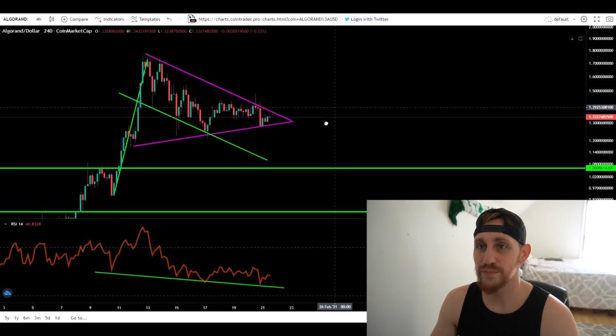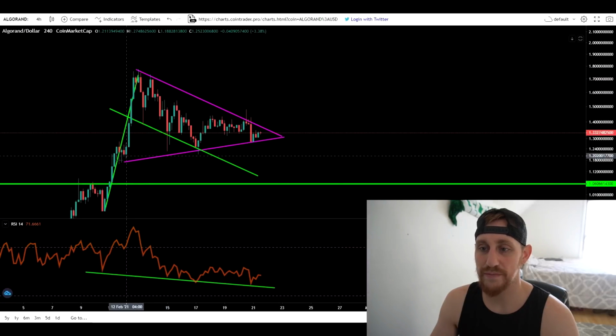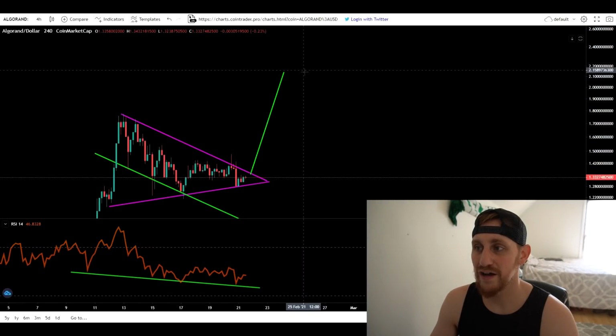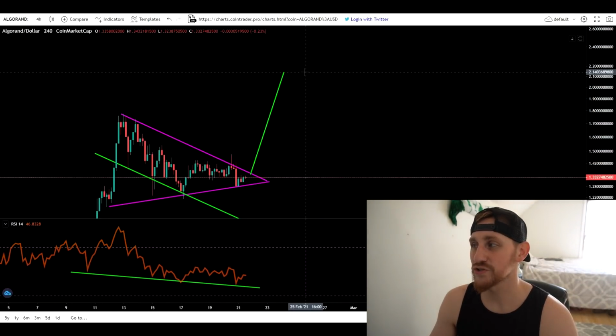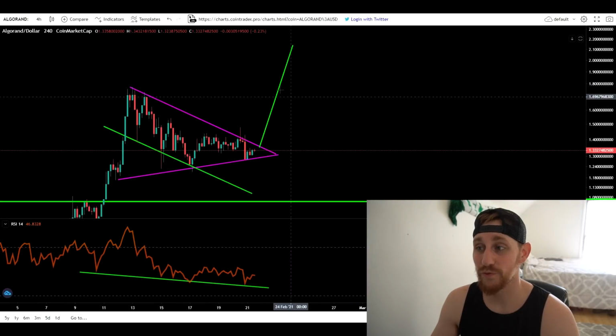So if you take your breakout point, so what you want to do is you take the top of your flagpole to the bottom of the flagpole, if it is a bull flag, and you extrapolate it up here. So if we are actually in a bull flag, our target is all the way up here towards $2.14. So that's an absolutely massive move on the 4-hour if that does happen for Algo.